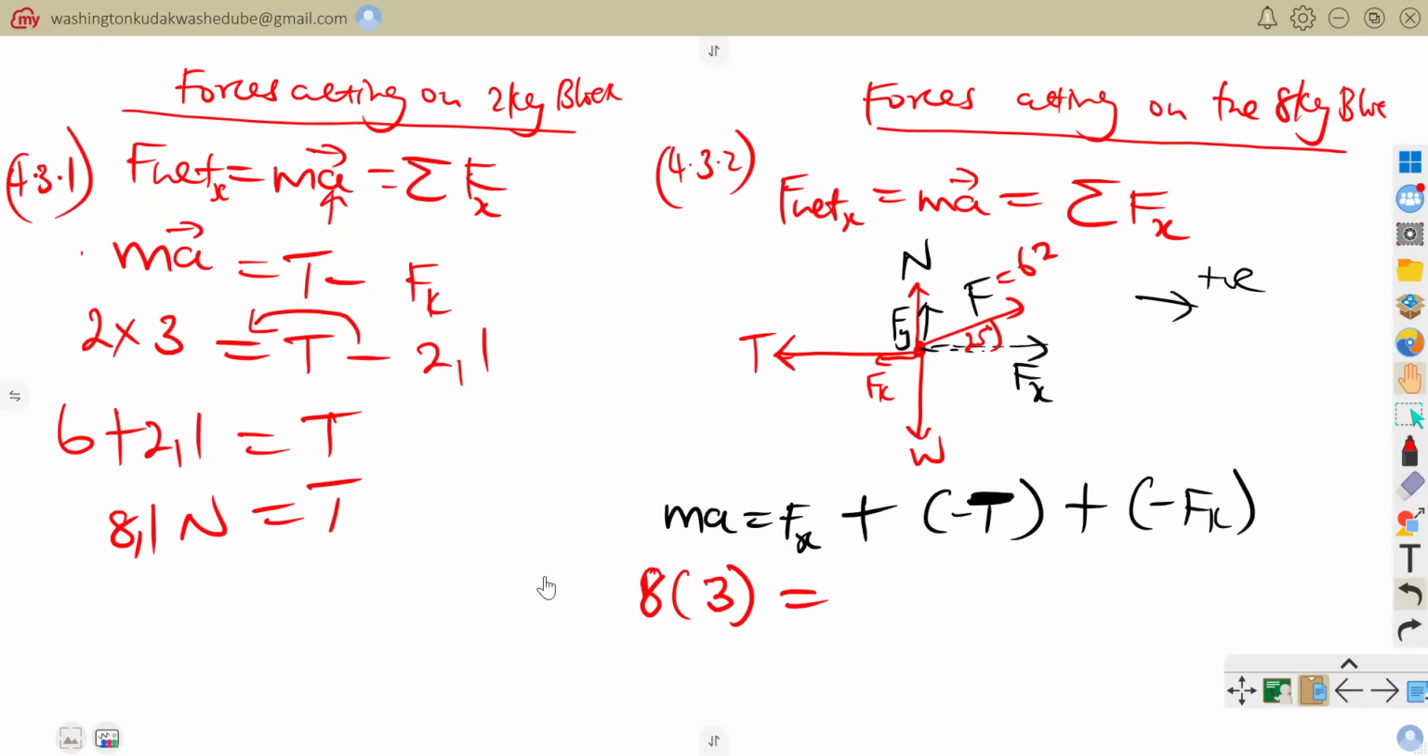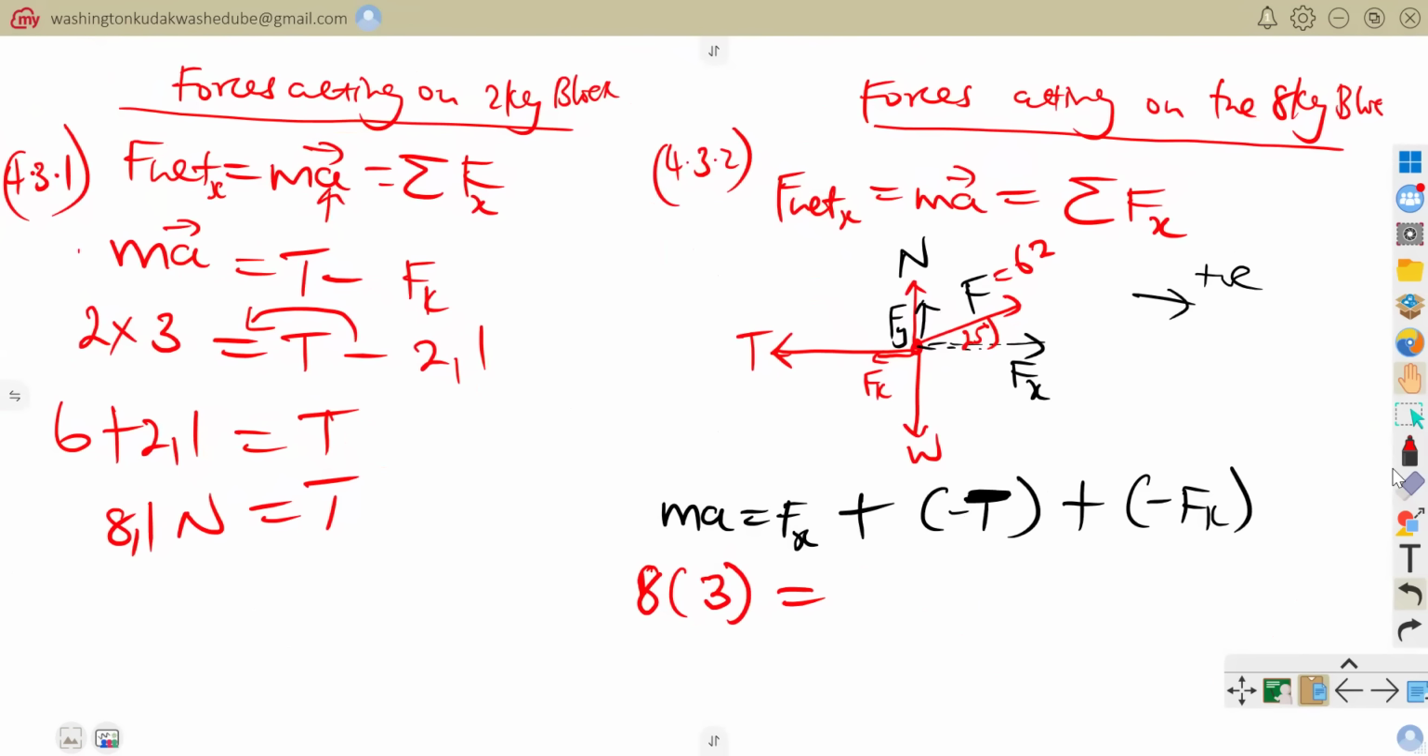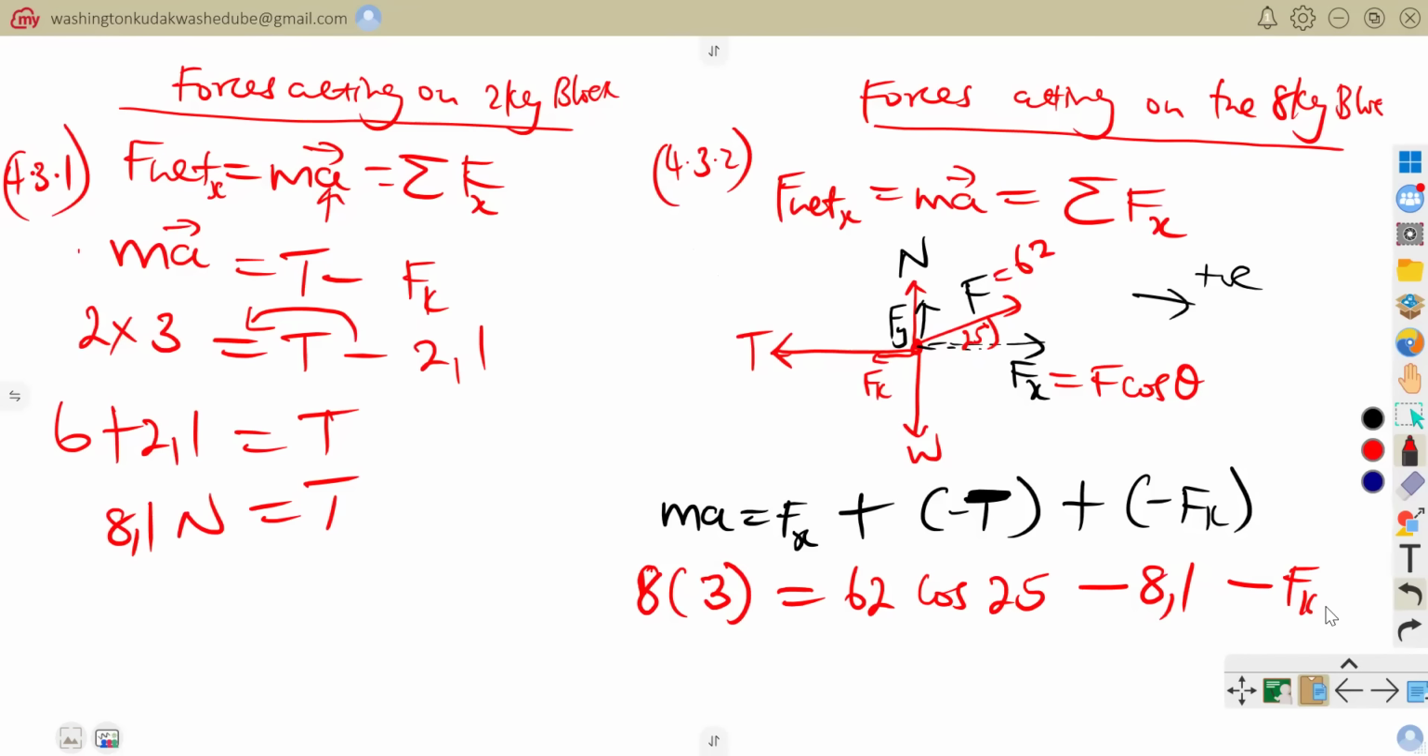I want us to see clearly what I'm doing here. So now, I would have this being equal to what? If I'm in this, this is going to be F cos theta. Now I would have 62 newtons cos 25 minus the tension. I said it's 8.1. I calculated that tension already. Minus the frictional force that I'm looking for, because I'm actually looking for the coefficient of frictional force.